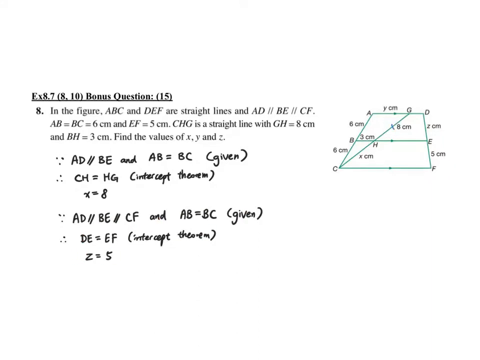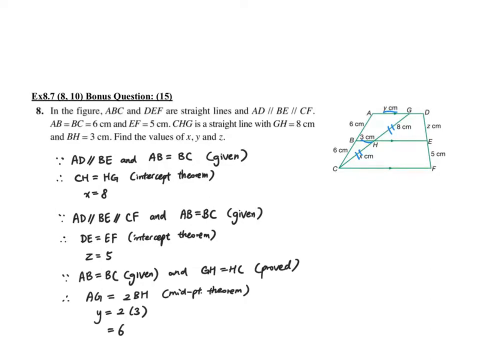So now we have more than one midpoint on hand because we have proved CH equals HG already. So we have double midpoints. We can make use of the midpoint theorem to prove y equals 2 times 3. This time the premises are AB equals BC because of given, and then GH equals HC because of proved. And then you can claim the reason afterwards. You can find out y equals 6.